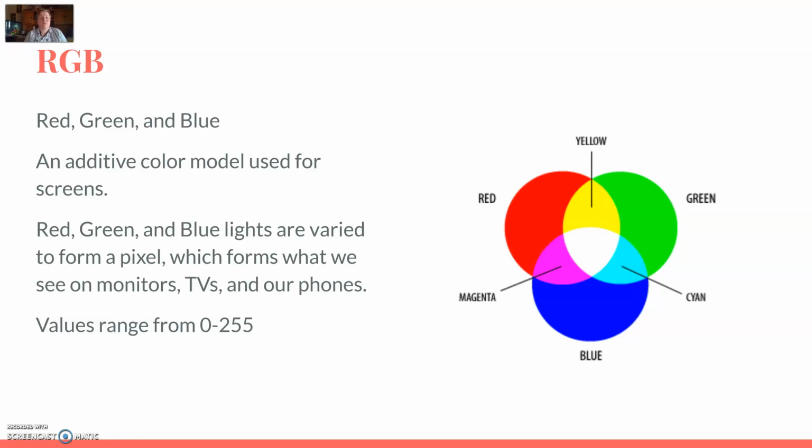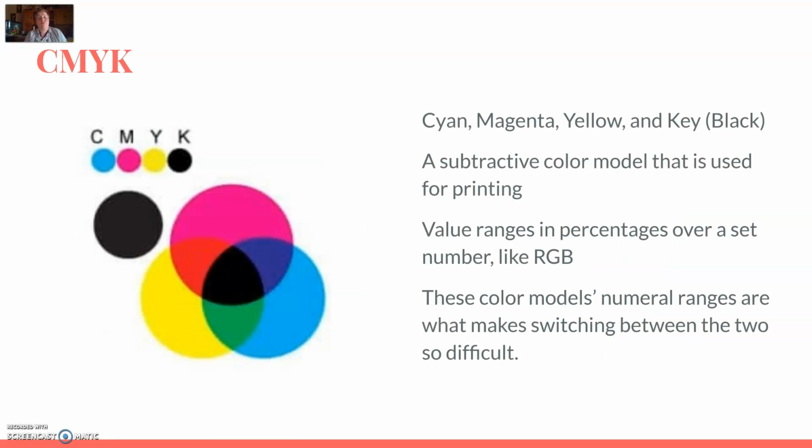And their numeral range goes from 0 to 255. So that's 256 variants in each of these three colors, which gives you over 16 million different combinations for colors just on our screens. As compared to CMYK, which is used for printing and is a subtractive model. Now, the CMYK, as you know, is the cyan, magenta, yellow, and key, or black. They used key so they wouldn't actually have another B in this one, so it wouldn't be confused with the blue, which is the B in the RGB.